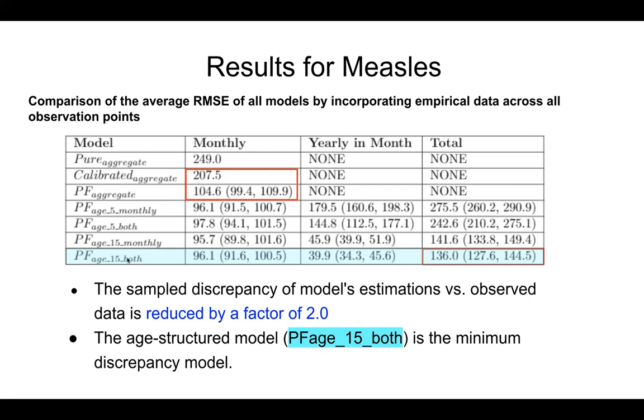So for the particle filtering models, we have performed four. Firstly, we divided the age groups at five or at 15. In the second category, for the particle filtering age 5 monthly model, we only incorporate the monthly reported cases, the empirical data set of monthly reported cases across the whole population. For the second one, age 5 both, the model structure is the same, but we have incorporated three empirical data sets: the monthly reported cases across the whole population, and also the yearly reported cases of the child and adult age groups separately.